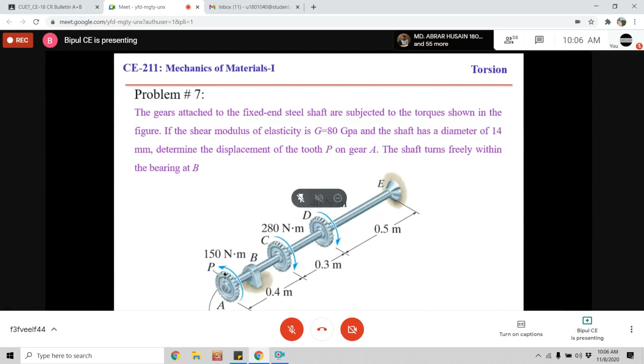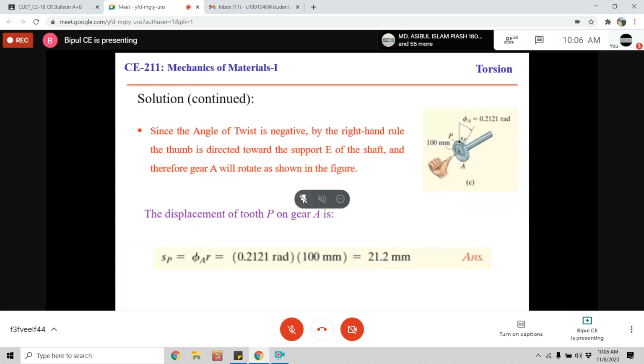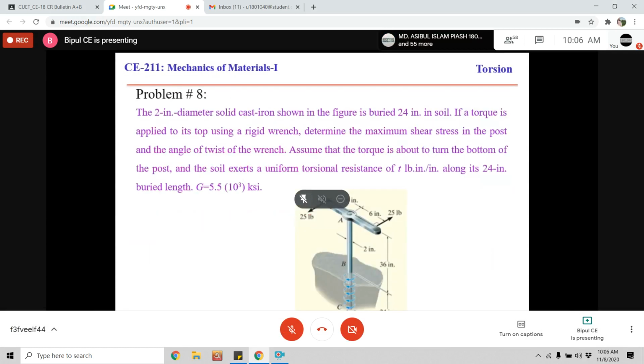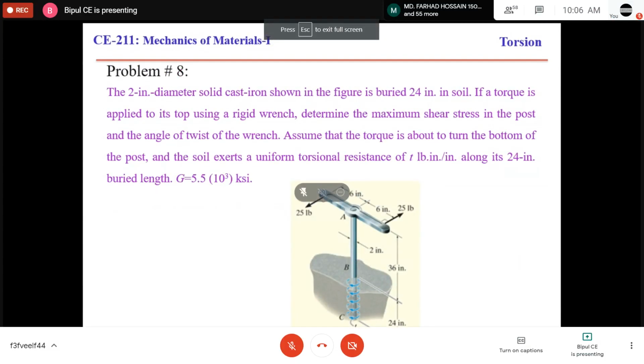I was solving this problem, right? Problem number 7. So today I have to go a little bit fast because you have lots of syllabus.